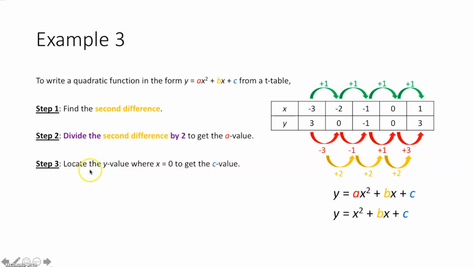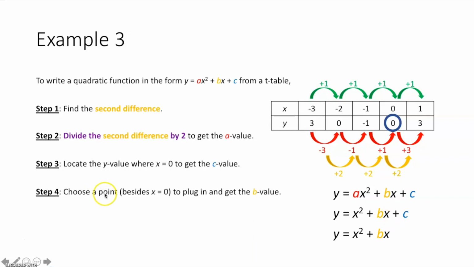Now what we're going to do is locate the y value where x equals 0 to get our c value. So where does x equal 0? That's here. And what's the y value that goes with that? That's 0. So we're going to plug in 0 for our c value. So that makes that easy. There is no c value.